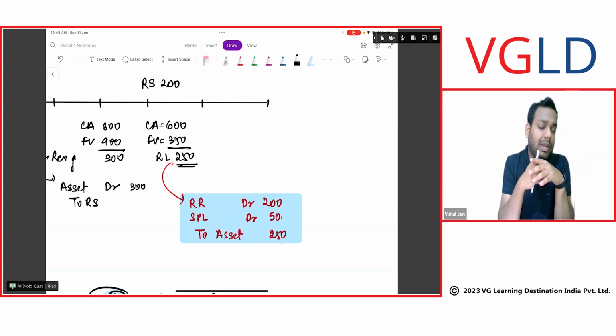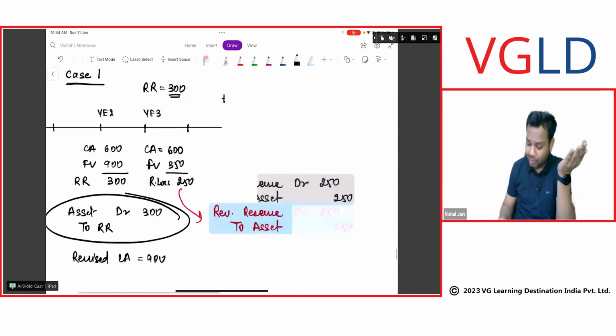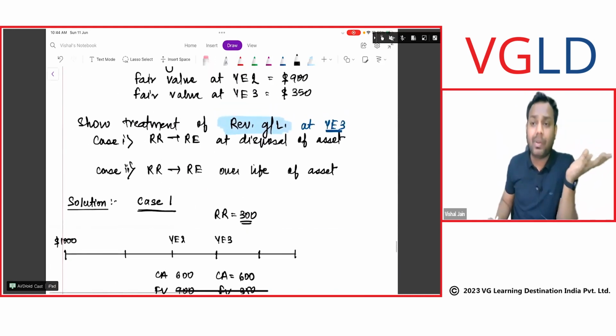Why we have not shown transfer to retained earning entries? We have not shown it because I have not asked that in the question. What did I ask in the question? The treatment of revaluation gain or loss. Did I ask about the treatment of revaluation reserve? No, that's why I have not shown it.